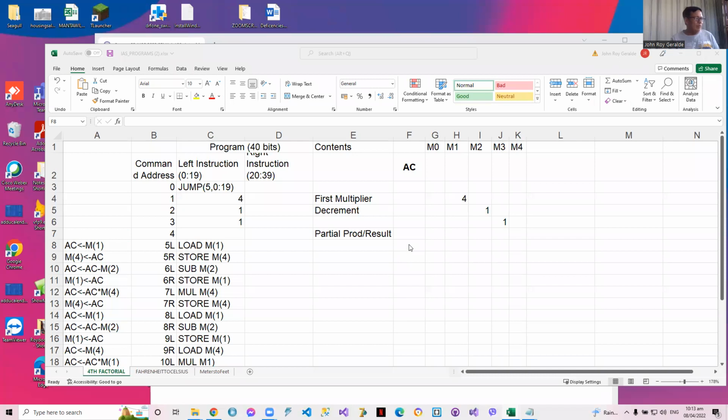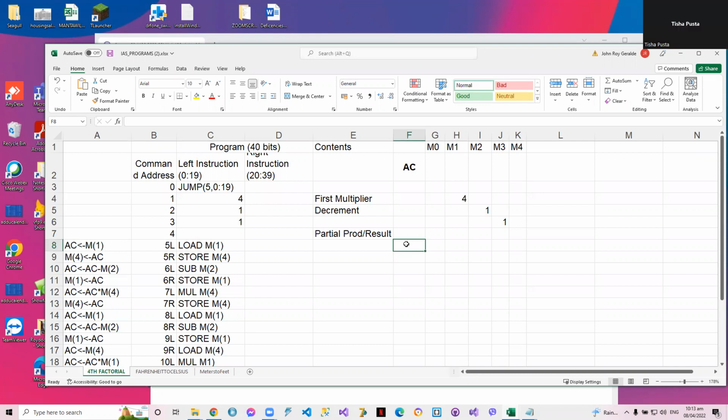When you say load M1, what value is loaded to the accumulator AC? Sir, is it still the first value? Like the analytical machine, so it's 4. Yeah, the same. It's like the analytical engine. They are the same in addressing memory. So it's 4. Yes, sir. Thank you.